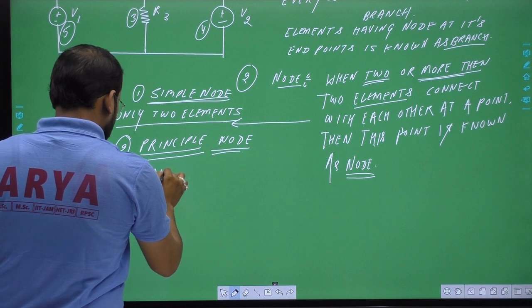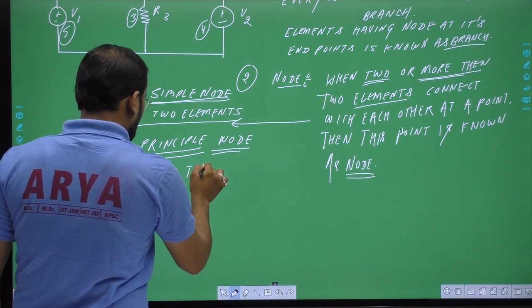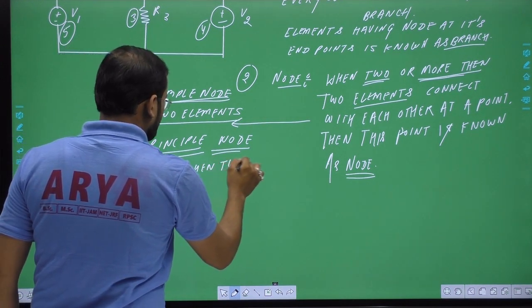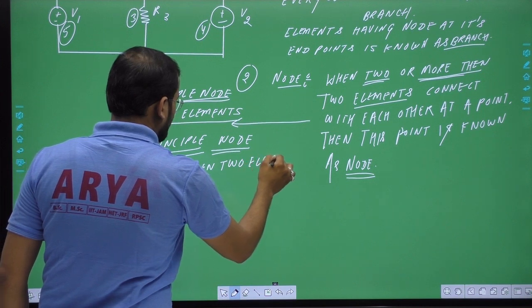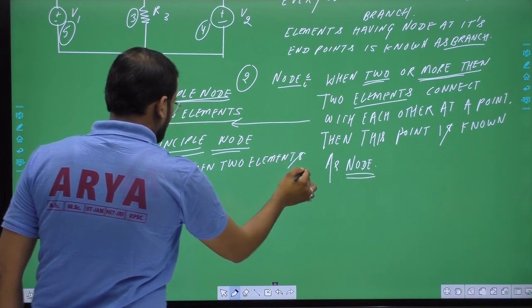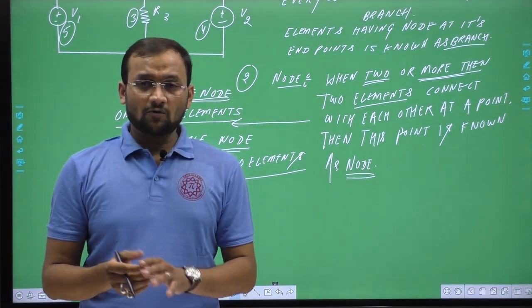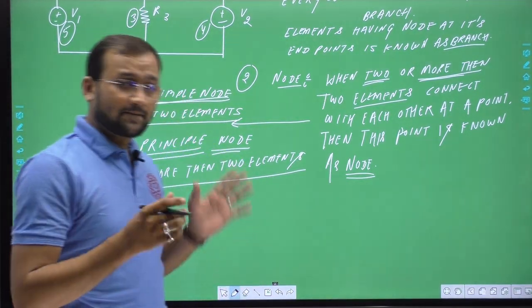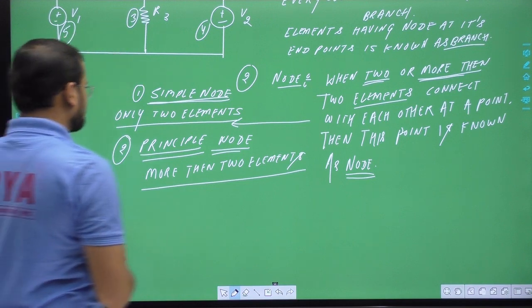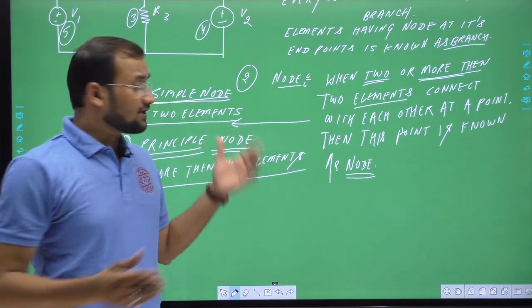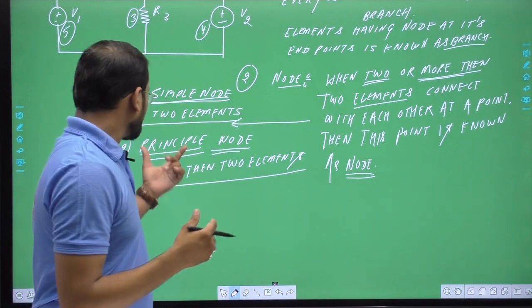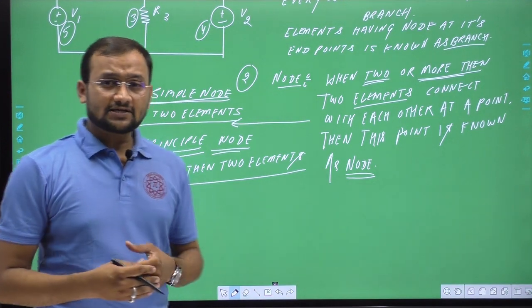If there are more than two elements and they are connecting with each other at a single point, then that point is known as a principal node. I will discuss later the importance of the principal node in analyzing a circuit.